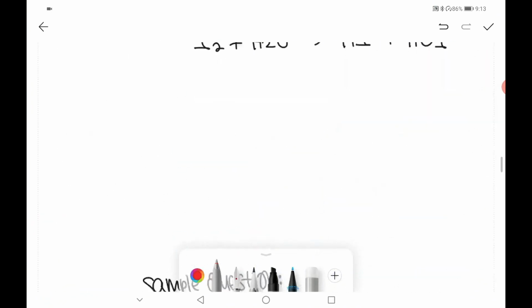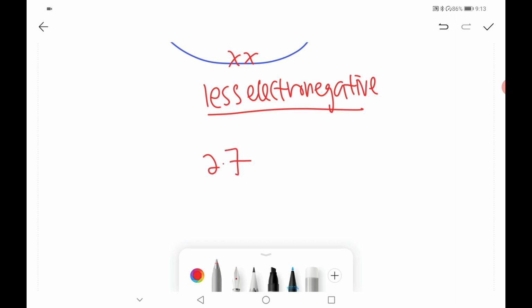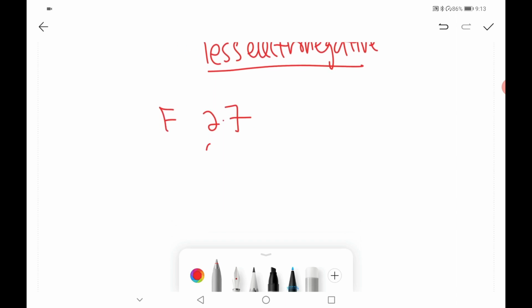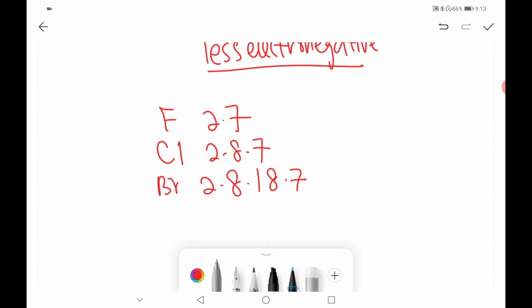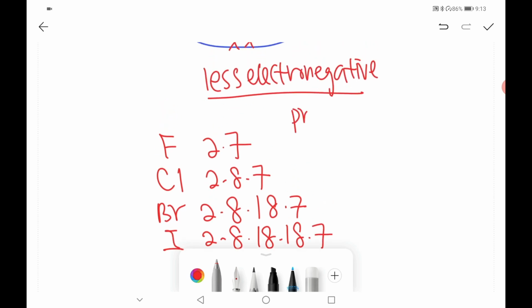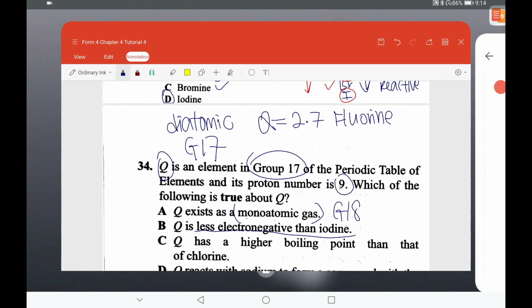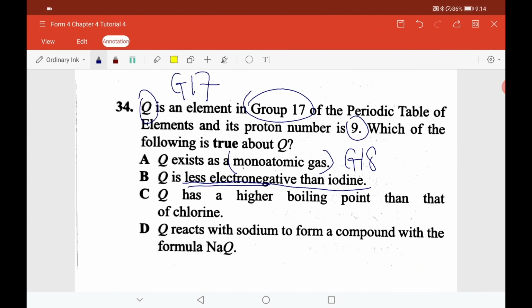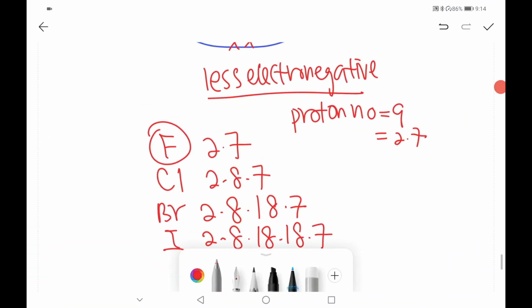Let me scroll down first. When we have 2.7, it is fluorine. Add one more shell, 2.8.7 is chlorine. Add one more shell, 2.8.18.7 is bromine. Add one more shell, 2.8.18.18.7 is iodine. Since they told us the proton number is 9, so it is 2.7, it is fluorine. Now they say that Q is less electronegative than iodine. So iodine is here.